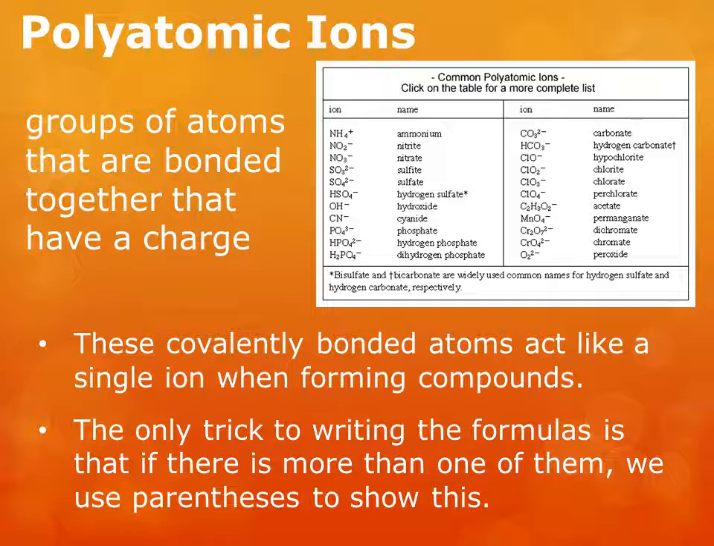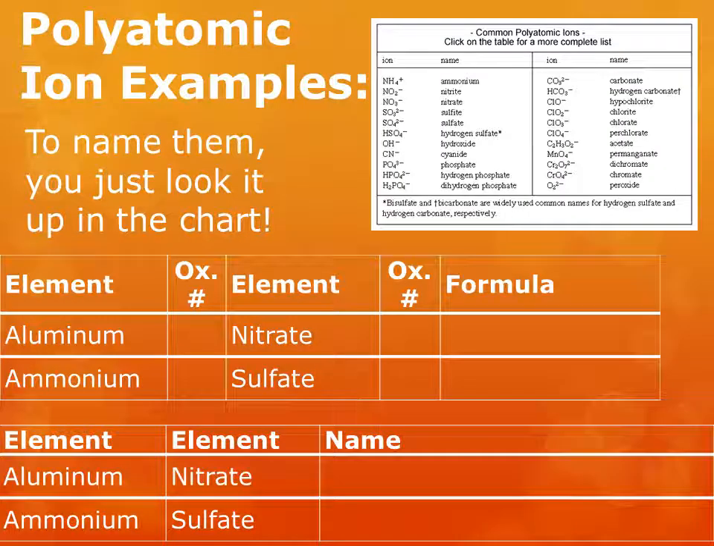And there's just one trick to writing these formulas, is that if there's more than one of them, you're going to use parentheses to show it. And the reason is because a lot of these polyatomic ions have numbers in them. And so when you're writing them, it can get a little confusing. So I'll show you what I mean. So we're just going to do 2 examples and then we're going to be done.